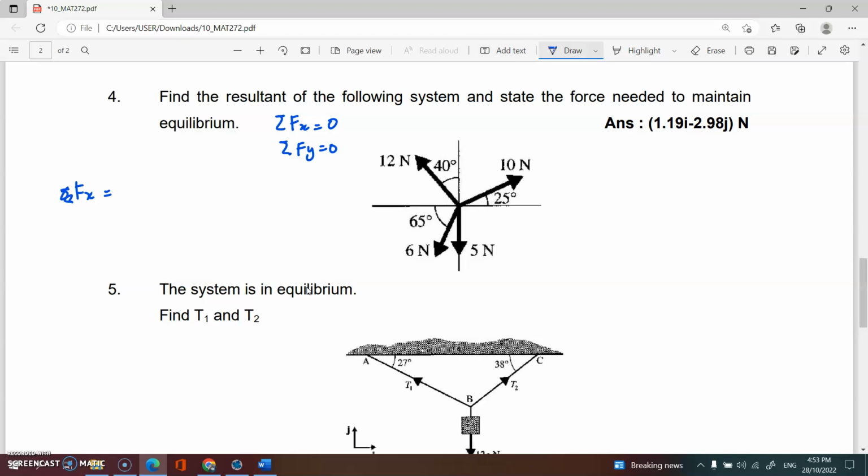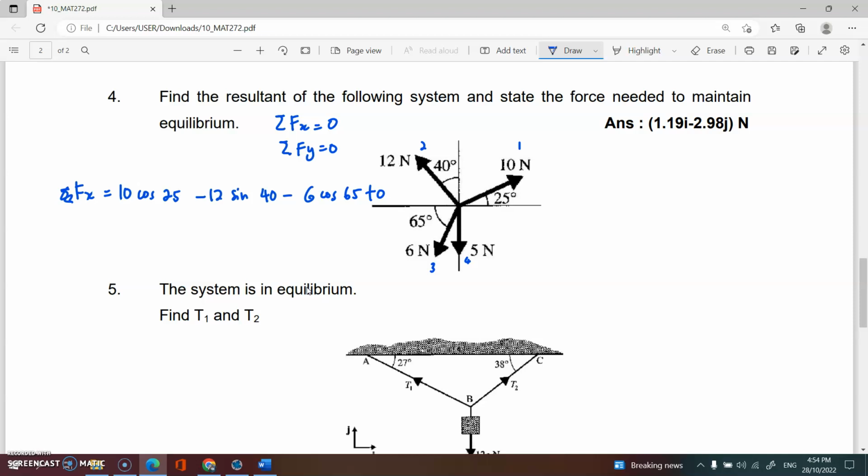So it is known that it's a combination of the x component. So let's say this is number 1, 2, 3, and then we have 4. So we have 10 cosine 25 minus 12 sine 40 minus 6 cos 65 plus 0.